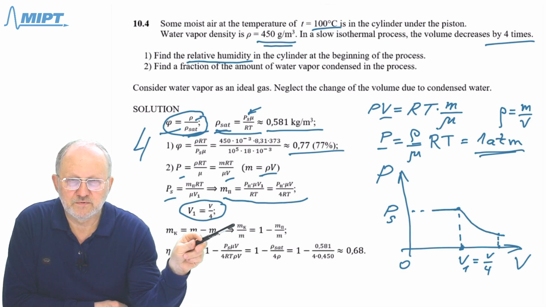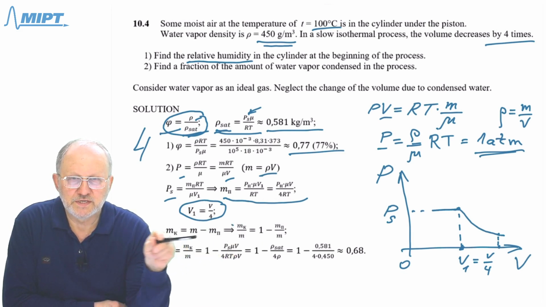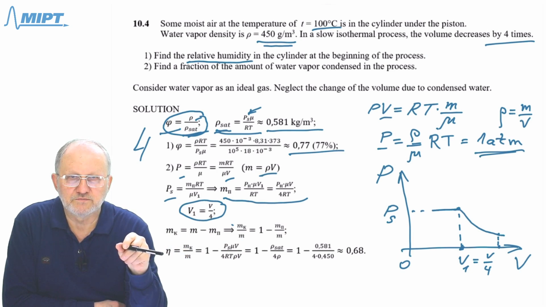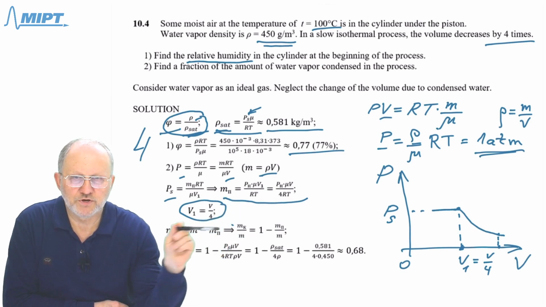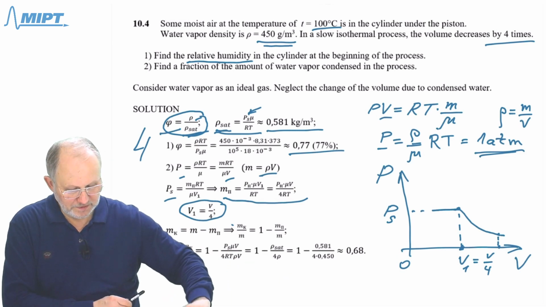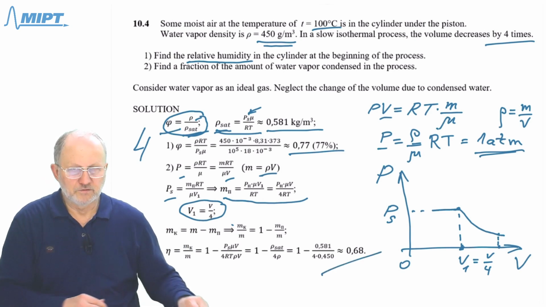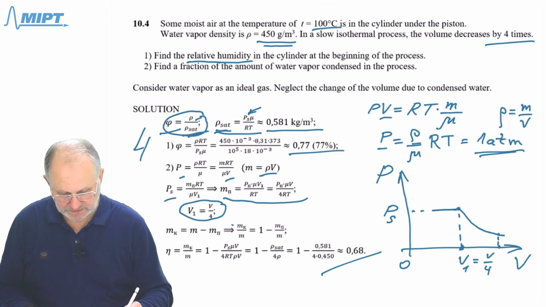That is the ratio of the water vapor condensed into water to the initial mass of water vapor, which is expressed by this obvious formula. And what we need is to find the fraction of the amount of water which is condensed. Using this formula and the gas law and the previous expressions, the final result is found here, which is 0.68. If you obtain this result in the second part of this problem, you should have gained 6 points for it.